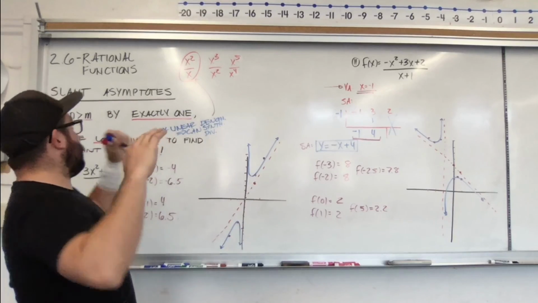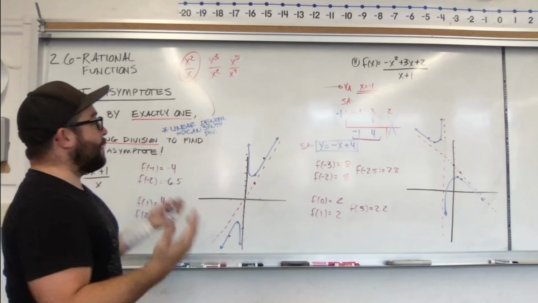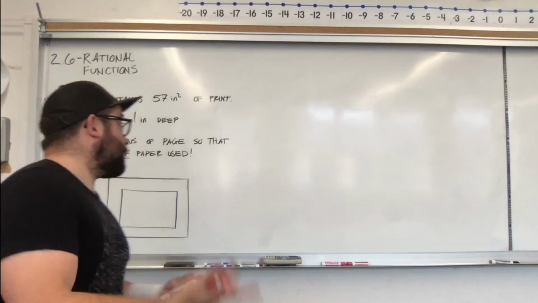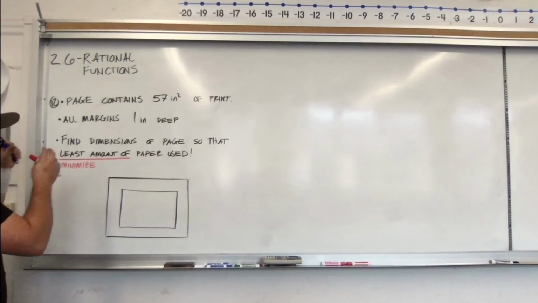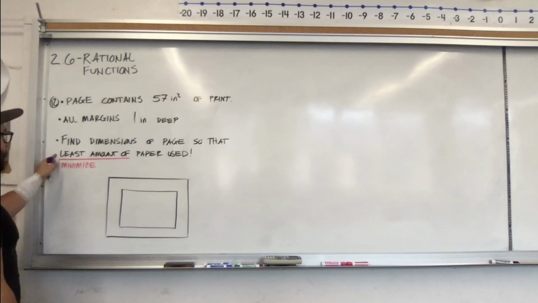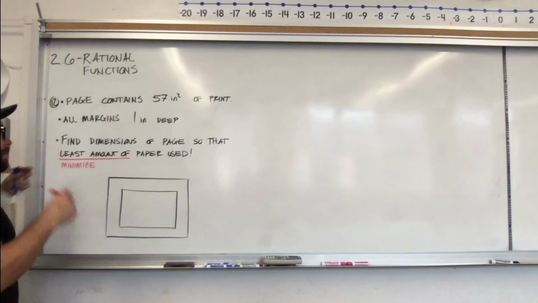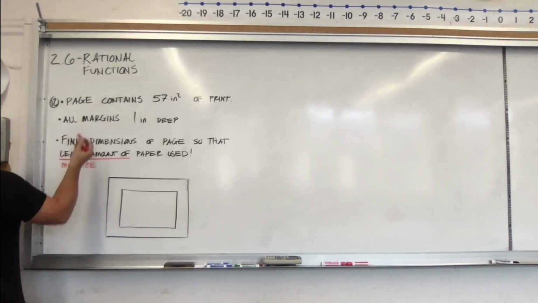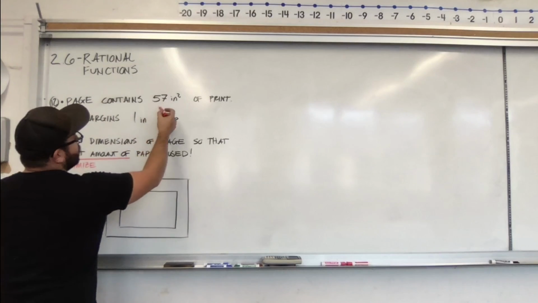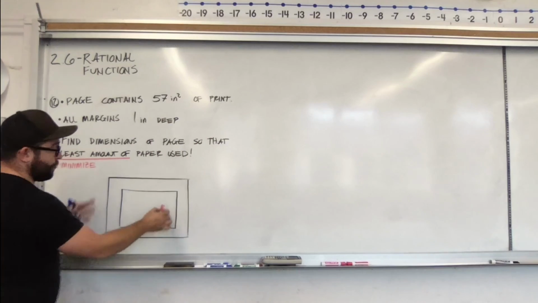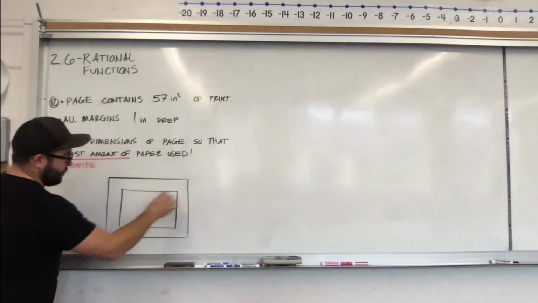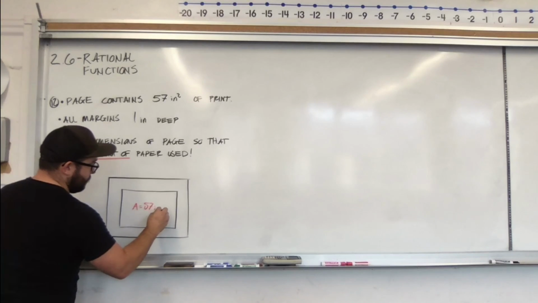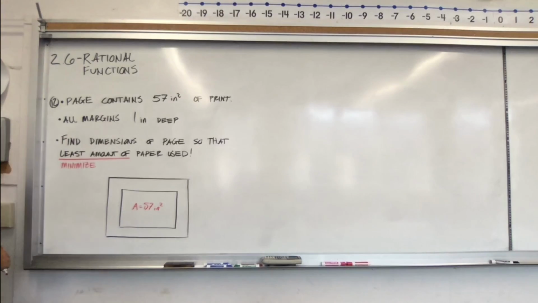So now we're going to take all this stuff we know about rational functions, and we're going to give it a little application. For the application on the last page, I have a slightly different question I put on the board. Same question, I just worded it slightly differently, just to give some more terminology. For one, we have a page that contains 57 square inches of print. So on that little drawing, that's that middle piece in here. So the area of the inside has to be 57 inches squared.